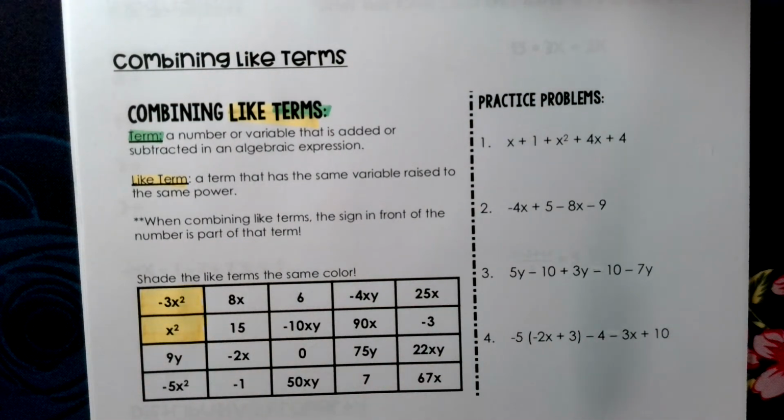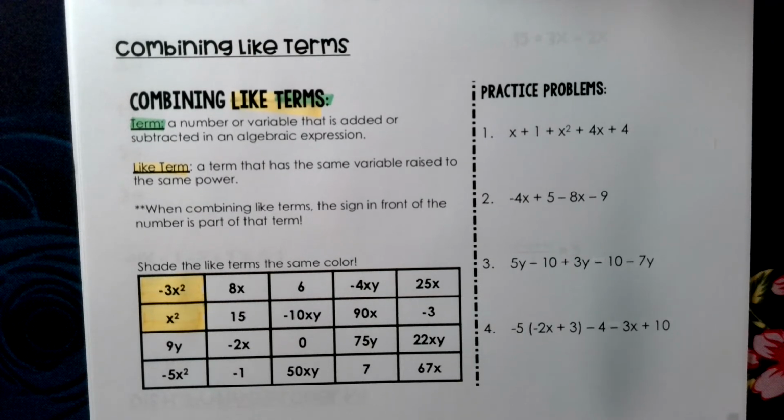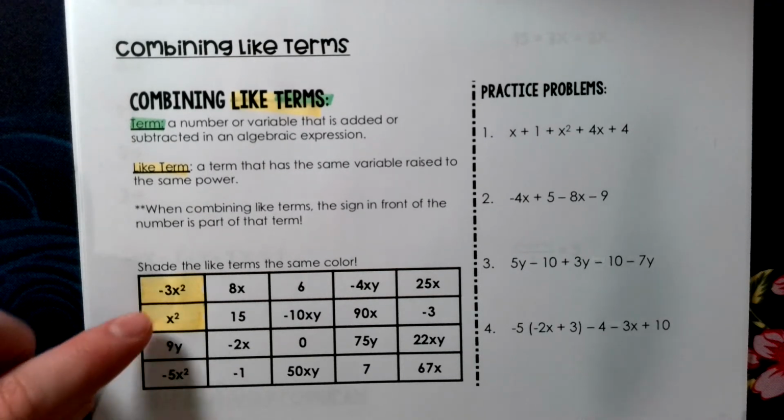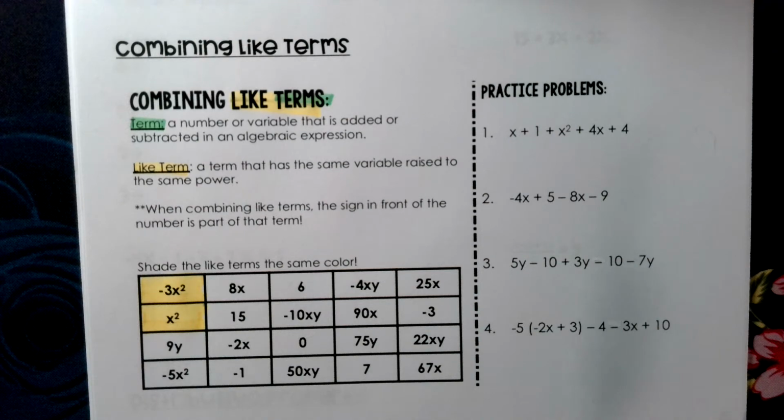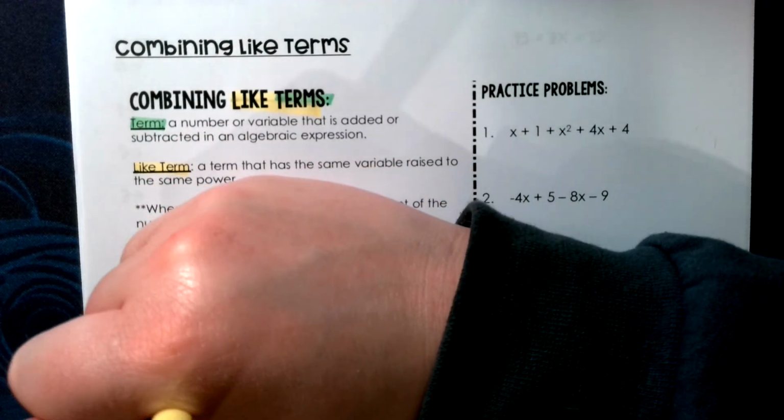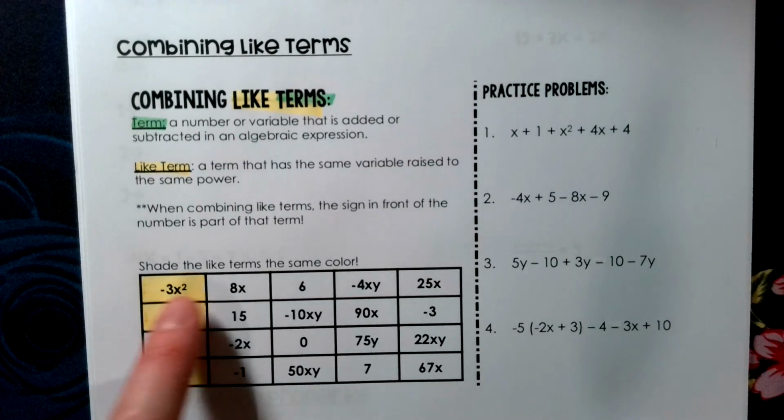Let me know, are there any other ones that could be combined? With the yellows, x squares. Yeah, this negative 5x squared, that can be combined with it too. But that's the only one because their x's are squared.